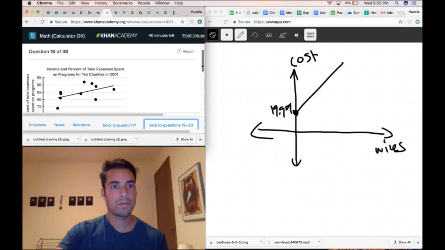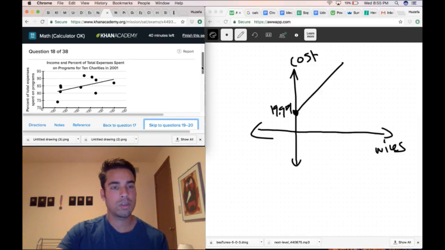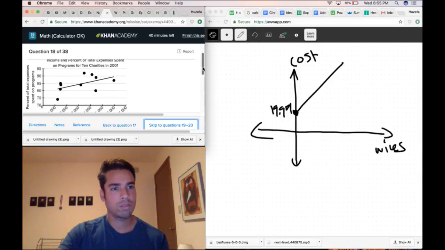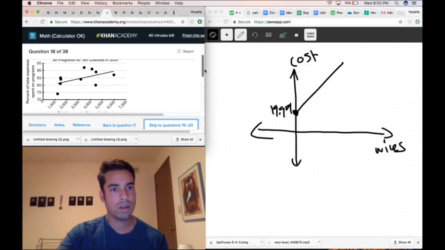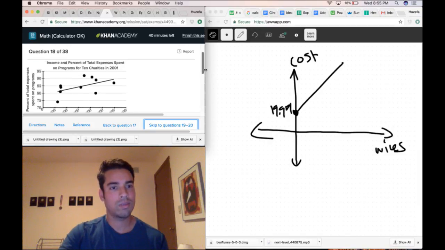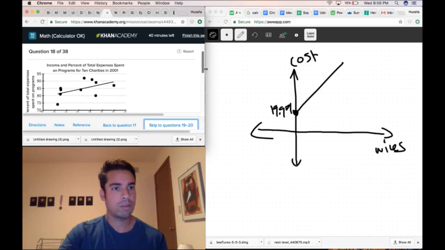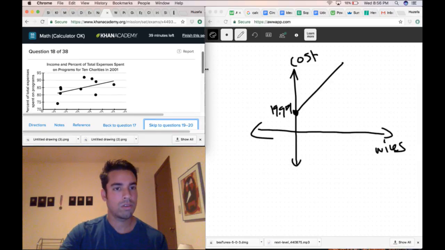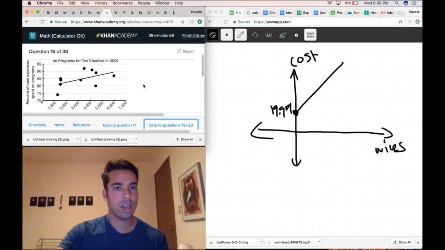Income and percent of total expenses spent on programs for 10 charities. On the y-axis is percent of total expenses spent on programs, and this is total income. It looks like as the income is rising, not necessarily. I mean, the line of best fit shows generally a higher percent spent on programs, but I don't know if that's necessarily true because it's a little scattered all over the place.